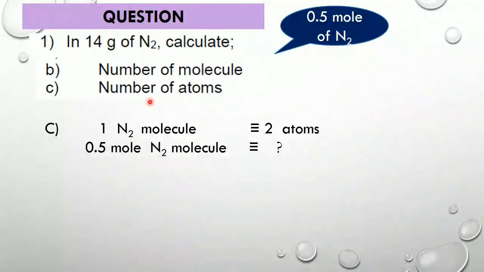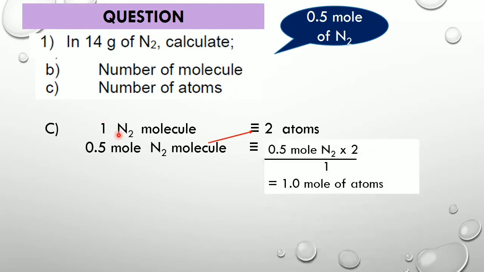So we can use the stoichiometry relation, which is 1 nitrogen molecule contains 2 nitrogen atoms. So based on the question, if we have 0.5 mole of nitrogen molecule, how many atoms are there? Based on this stoichiometry relation, we do the cross multiply, which is 0.5 multiplied by 2 divided by 1. So we can find that in 0.5 mole of nitrogen molecule, there are 1.0 mole of nitrogen atoms.